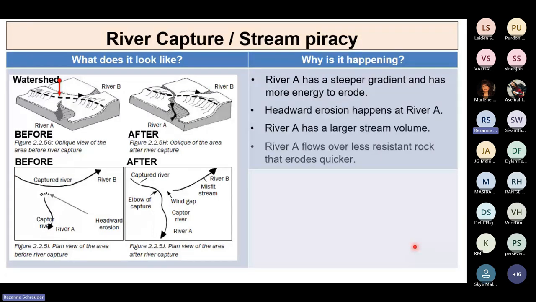Okay. Let's have a look at why this river capture is happening. So river A has a steeper gradient. Now you can see that on this side, they've indicated the topography of the area. And then at river B, you don't see those lines. So now you can interpret this visual as this side having a steeper gradient. Through headward erosion, they sometimes will give high rainfall, which you can also link to a larger stream volume. And then they will either say softer rock or harder rock, either side of this watershed, to indicate to you that river A flows through the less resistant rock. So it can erode through that watershed a lot quicker than river B.